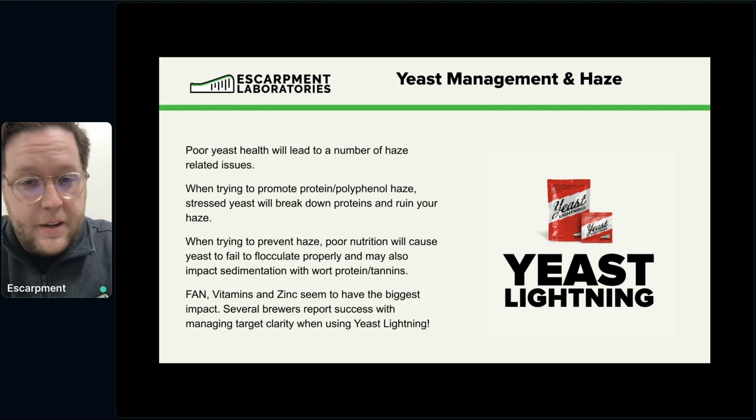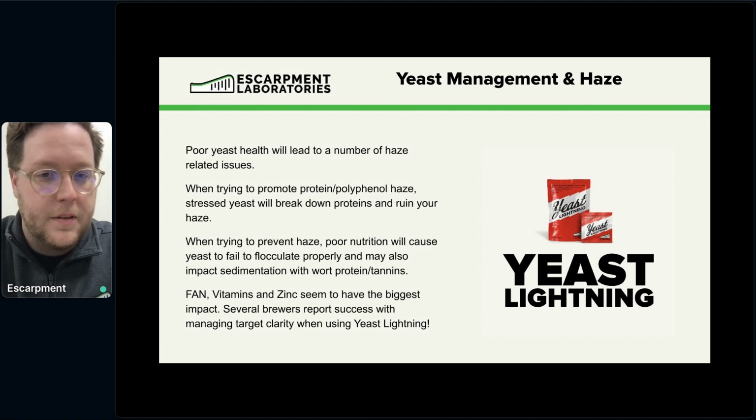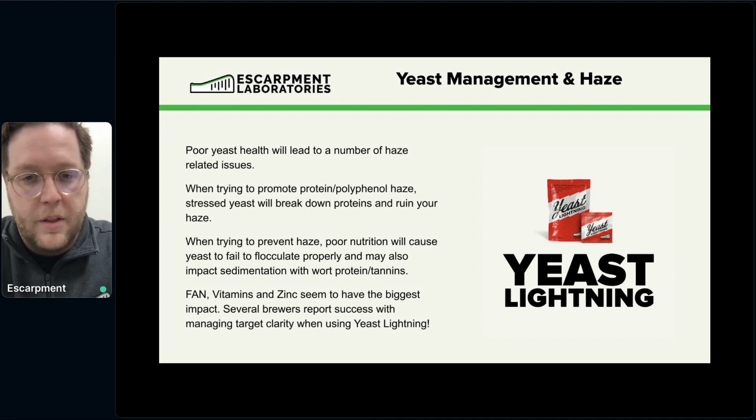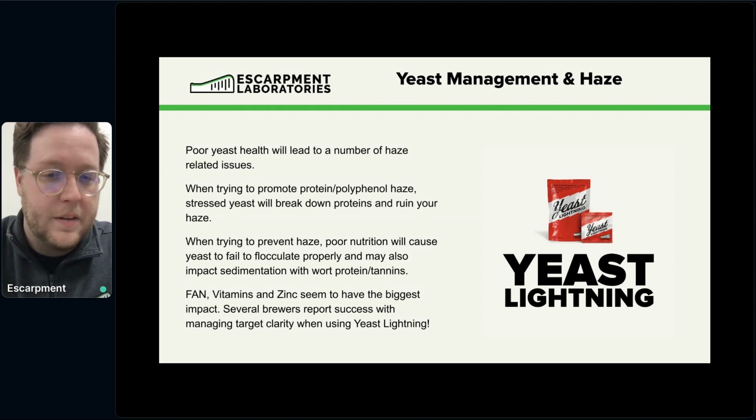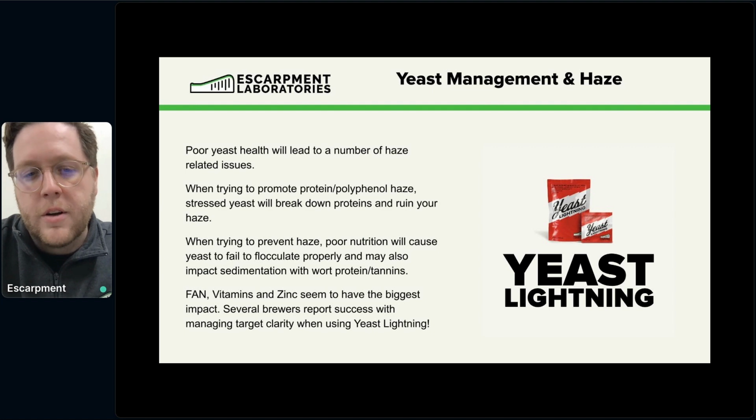If you're trying to prevent haze in your clear lager or Kolsch, bad nutrition will cause the yeast to fail to grow and flocculate properly. It may also impact the ability of that yeast to sediment with some of the other haze-forming particles in the beer, like the proteins and tannins, and can result in a beer that's hazier than it otherwise would be, which would then require more finings, more filtration, just more work.